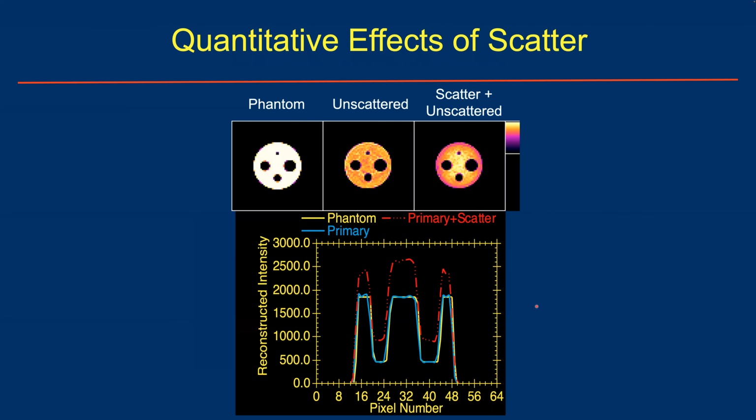This image slice shows the effect of scatter. We can see that without scatter, the reconstructed image looks very similar to the phantom. However, with scatter, we can see there is increased intensity in the center. As also demonstrated by the profile shown below, there is good agreement between the phantom and the unscattered photons. However, when we add the scatter, we can see the whole uptake is increased.